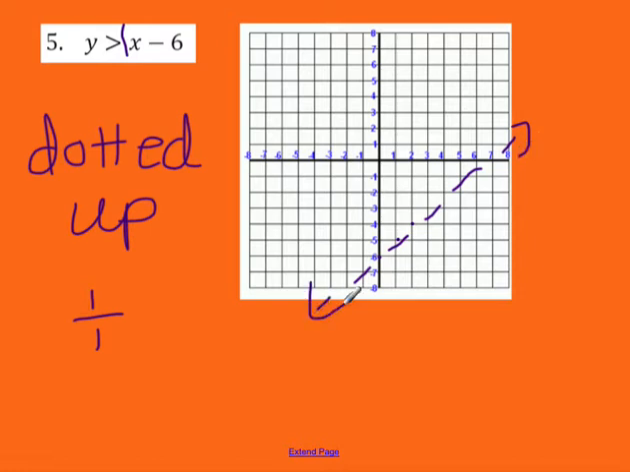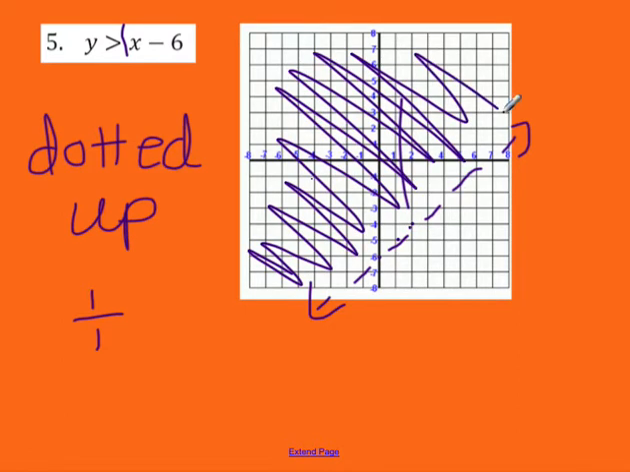And then I decided that I need to shade up. So I pick a spot on the line. I'll pick a spot right there. And then we're just going to go straight up from that spot. See where my pen landed? That's the area that I need to shade in, which is right there. So I shade everything above that line.